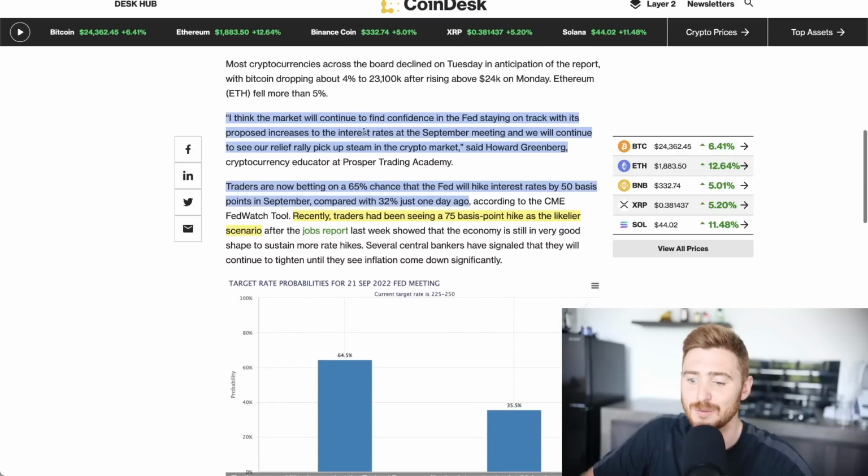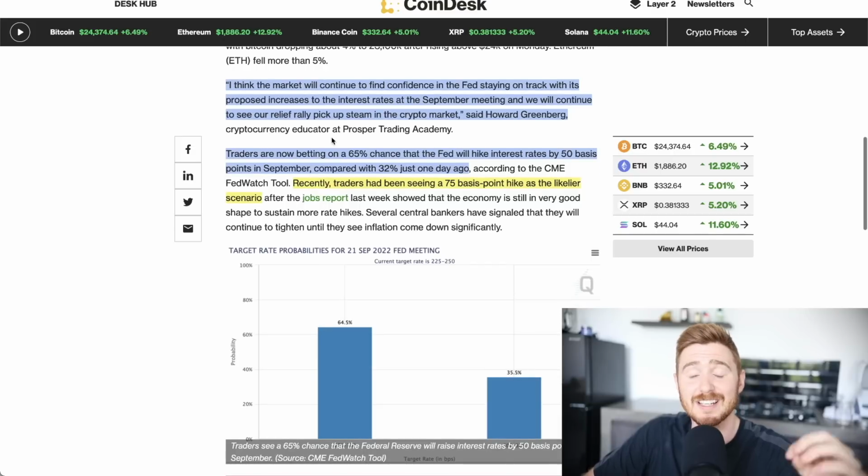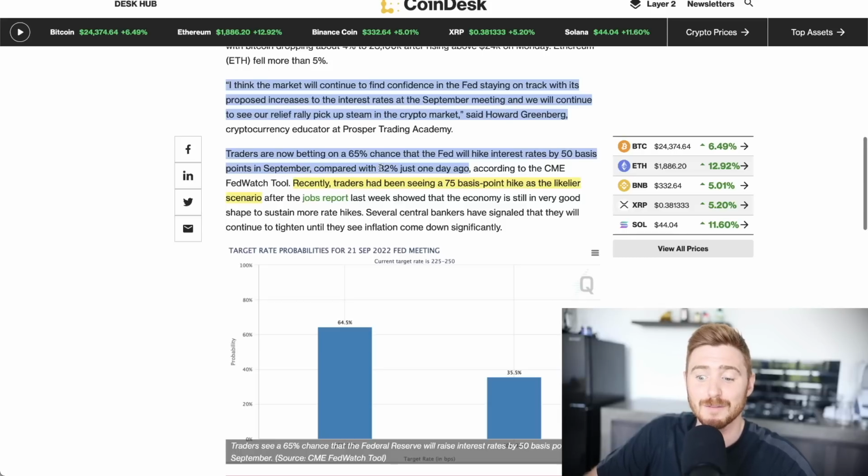I think that the market will continue to find confidence in the Fed staying on track with its proposed increases to the interest rates at September meeting, and we'll continue to see our relief rally pick up steam in the crypto markets, said Howard Greenberg. Traders are now betting on a 65% chance that the Fed will hike interest rates by 50 basis points in September compared to just 32%. So 32% of traders expected this 50%. Now half the traders expect 50%, which is awesome to see.